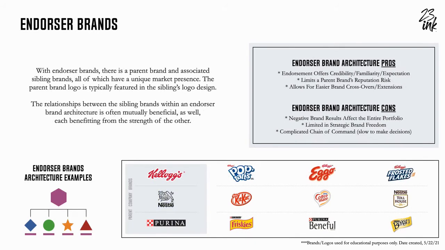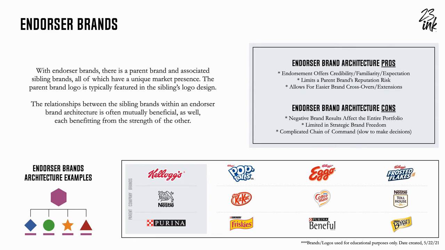Next up, endorser brands, which sort of meets in the middle of the two we just looked at. This approach packages brands under a parent brand, and in theory, it adds credibility to the endorsed brand in the eyes of the consumer. Each brand extension has its own identity, but it's still associated with the parent brand. The parent brand equity can be used, or each brand extension can develop its own independent strategy.